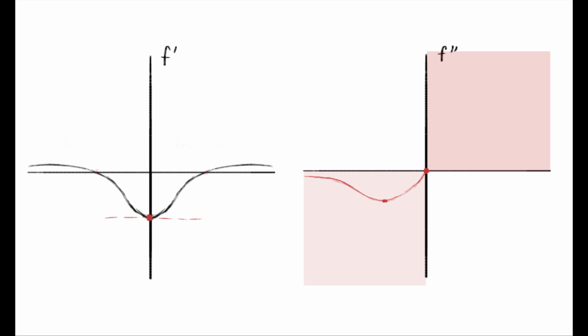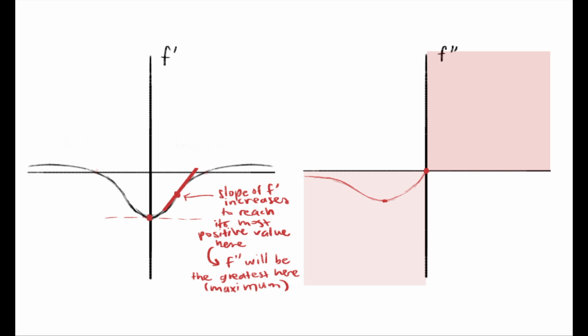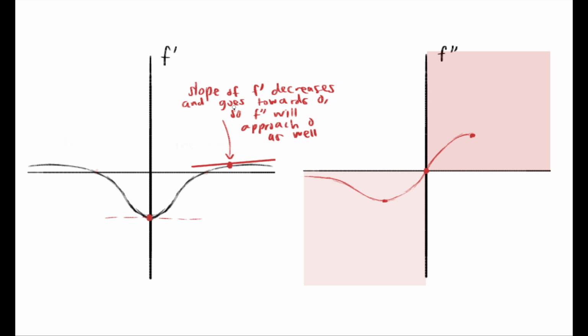From 0 to positive infinity, the slope starts to get more positive, and the slope reaches its most positive value here. This means that the graph of f double prime will have its greatest value here as well, and it'll be a maximum. After that, the slope decreases and approaches 0, meaning the graph of f double prime will also decrease and approach 0.